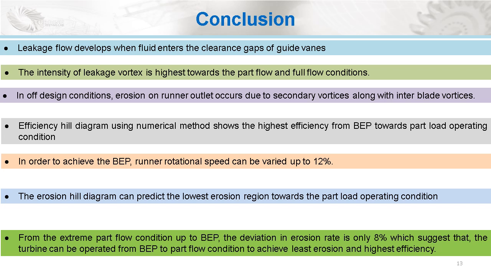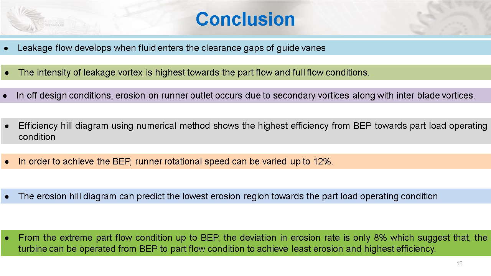From the research, we can say that the intensity of leakage vortex is seen higher in part load and full load conditions. Due to the secondary vortices and intermediate vortices, the erosion on the runner outlet was seen more in off-design conditions. In the efficiency hill diagram, the efficiency was shifted towards the part load conditions, and to get the best efficiency point, the runner rotational speed can be varied up to 12%. The erosion hill diagram can predict the lowest erosion towards the part load operating conditions, as we have seen in the hill diagram.